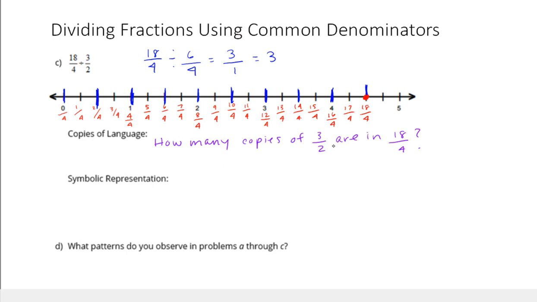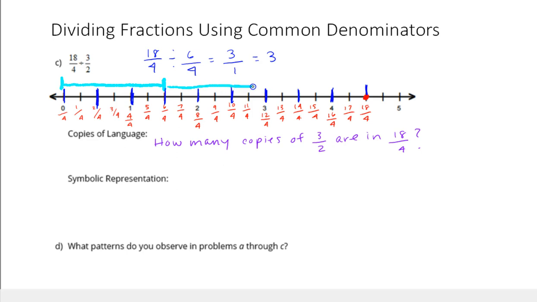So I know there's a lot going on here. Let me change colors. How about light blue? So if we start at 0 and we want to find our first copy of 3/2, we start at 0. There's 1/2, 2/2, 3/2. And notice this is 1 1/2. That's equivalent to 3/2.